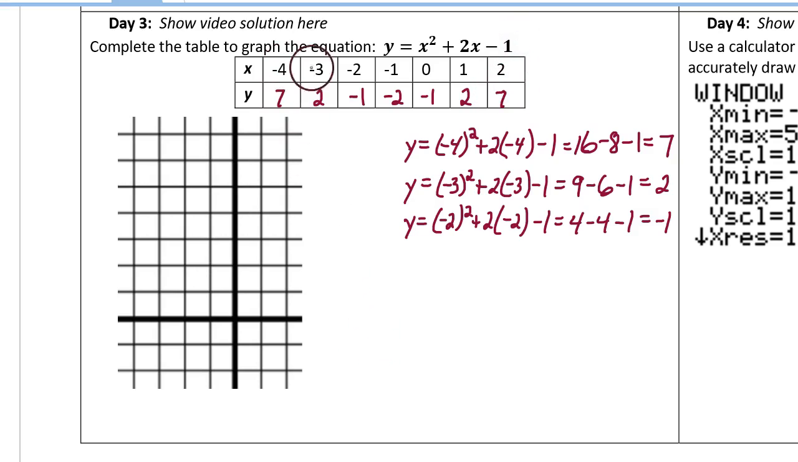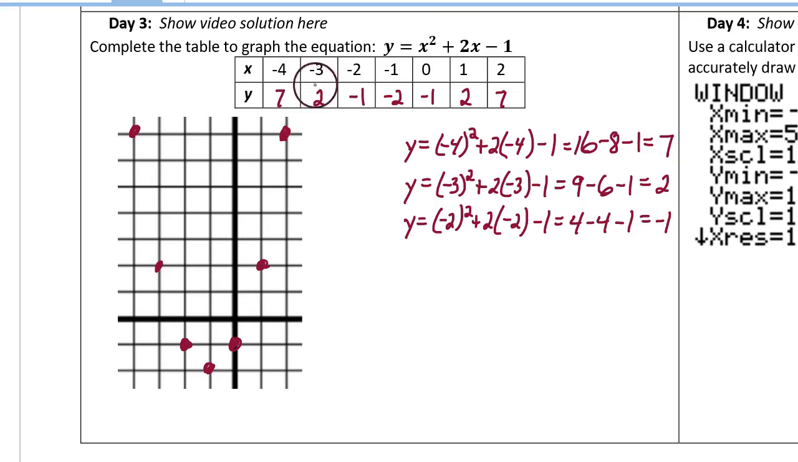Now that we have all these ordered pairs, we can graph dots. So -4 comma 7 is left 4 units, up 7. 1, 2, 3, 4, 5, 6, 7. -3 comma 2 is left 3 units, up 2 units. -2, -1 is left 2 units, down 1 unit. -1 comma -2 is left 1 unit, down 2 units. 0, -1, stay at the origin, go down 1 unit. 1 and 2, from the origin go right 1, up 2. And then 2 comma 7, right 2, up 7.